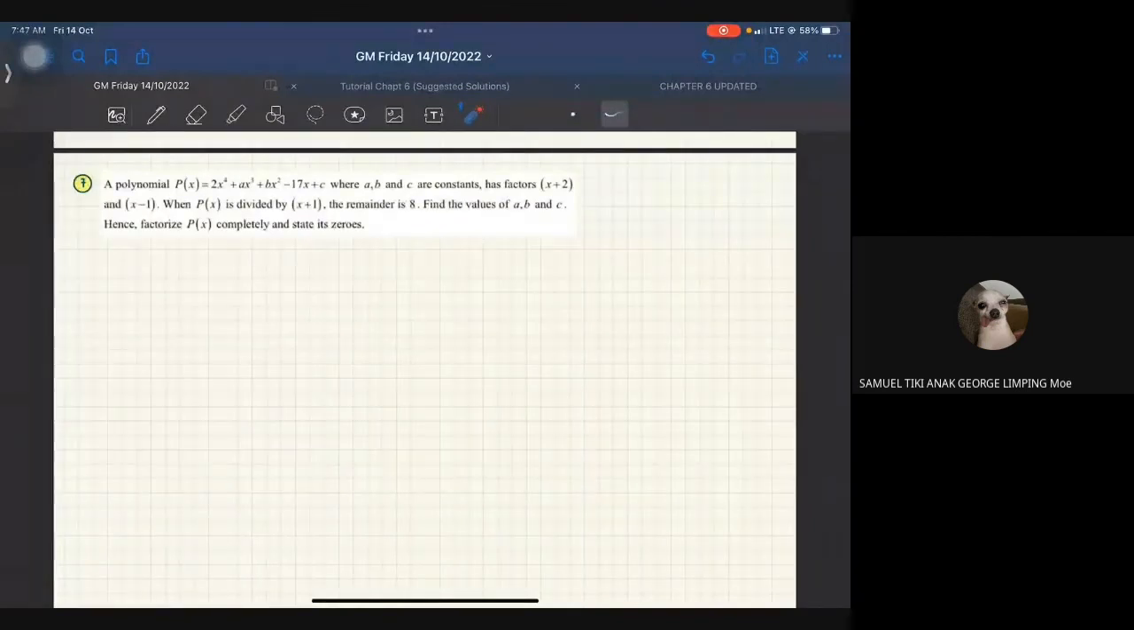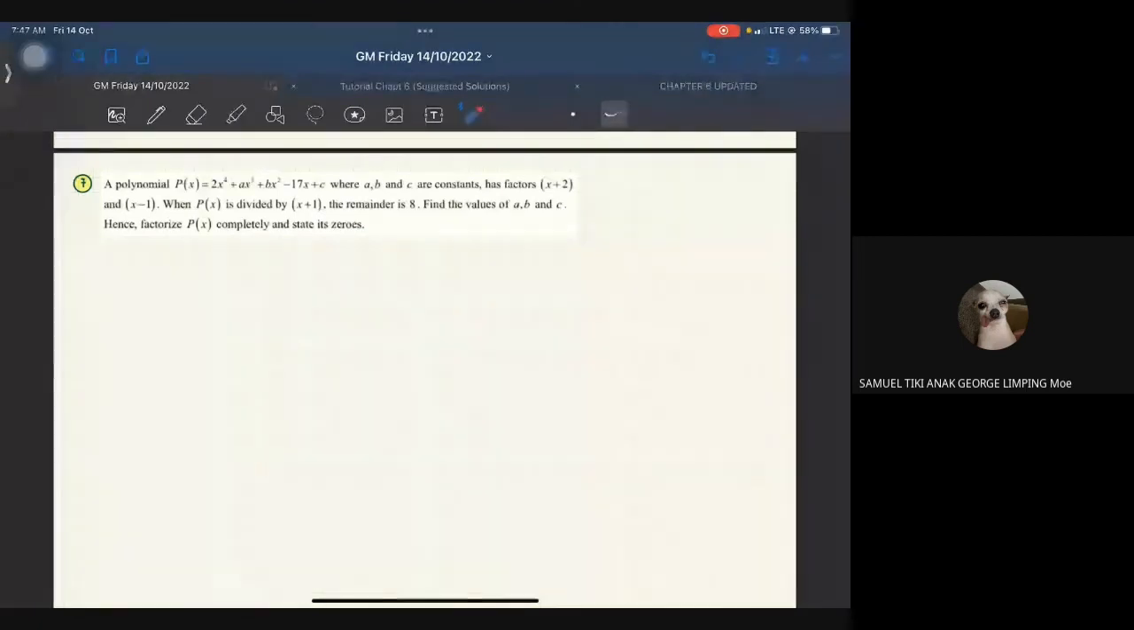Okay, so walaupun chapter 6 dia tak masuk dalam awak punya PSPM tapi dia masuk dalam kita punya UPS 3 dan dia masuk juga dalam awak punya group assignment. So that's why awak kena faham betul-betul jugalah chapter ni walaupun tak masuk PSPM. Okay, so lagi 3 minit, kejap.